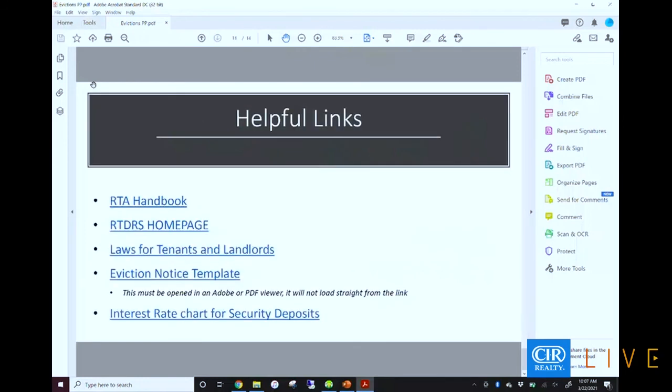So here's some helpful links for you. So I have the RTA handbook. That's the Residential Tenancies Act handbook. Then we have the RTDRS homepage, laws for landlords and tenants. I have a notice template for evictions. It's just a general template. This one is a little bit finicky. You can't just open it up like a PDF like you're seeing here. If you click it, it will show that there's an error. But as soon as you download it and then open it using Adobe or another PDF software, then that is how you'll be able to see it. And then there is your interest rate for security deposits. That is everything I have.